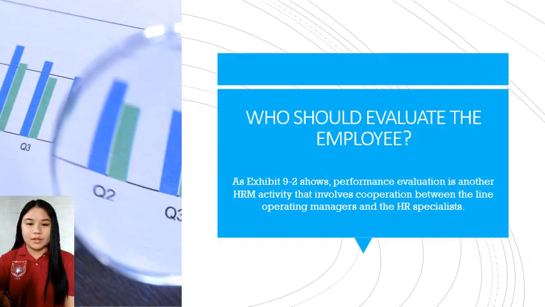Who should evaluate the employee? As Exhibit 9.2 shows, performance evaluation is another HRM activity that involves cooperation between the line operating managers and the HR specialists. Supervisors are to complete the performance evaluation of the employee and evaluate the employee's performance in meeting the goals with one of the following: exceptional, exceeds expectations.